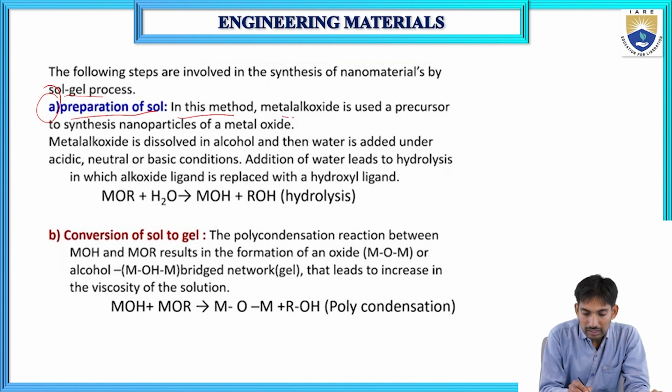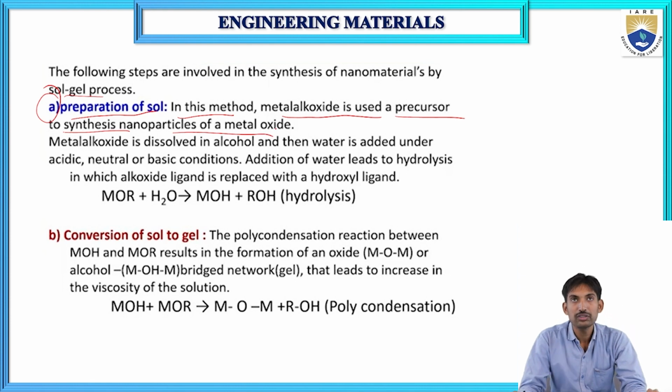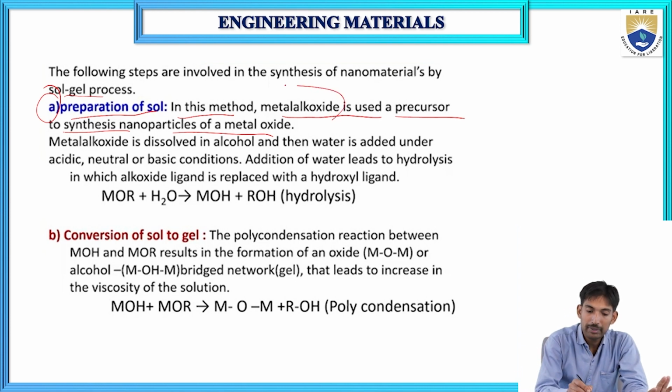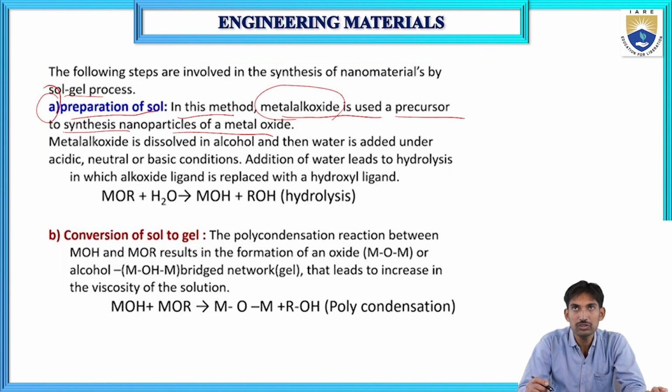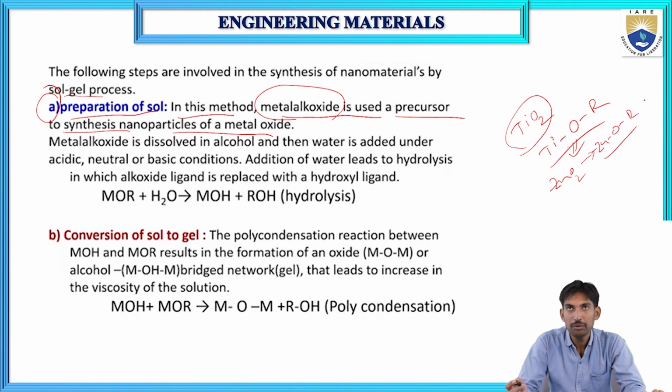In this method, metal alkoxide is used as a precursor to synthesize nanoparticles of a metal oxide. First, we have to take the precursor solution, which is the corresponding metal alkoxide. Suppose I want to prepare titanium dioxide nanoparticles, for that we take titanium metal alkoxide. If I want zinc oxide nanoparticles, we take zinc metal alkoxide as the precursor.